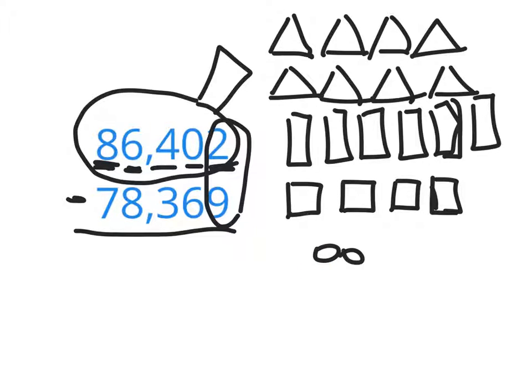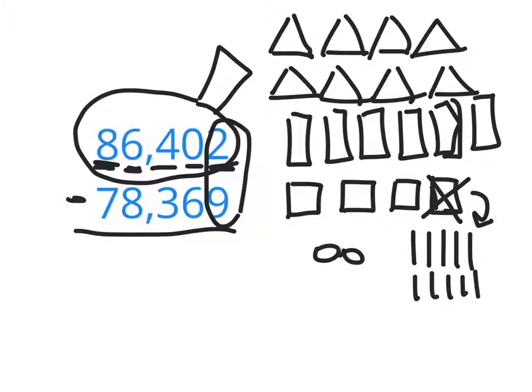I don't have enough. But I can get some more by going to, I don't have any 10s, so I have to go to the hundreds, and ungroup one of the hundreds, which will give me 10 tens. So let's count that. 1, 2, 3, 4, 5, 6, 7, 8, 9, 10. So I have 10 tens.